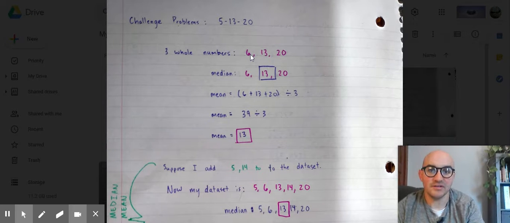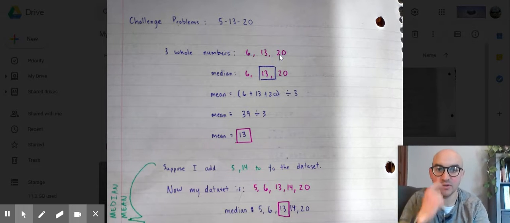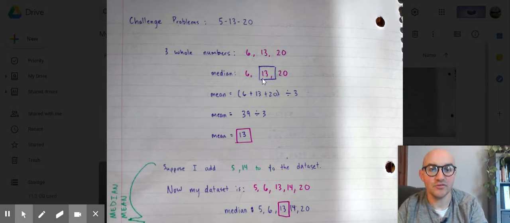So here's my set of three whole numbers, 6, 13, and 20. First job is to find the median, the middle number, ordering them from least to greatest. And there's my middle number, 13. Pretty straightforward there. That's the median.